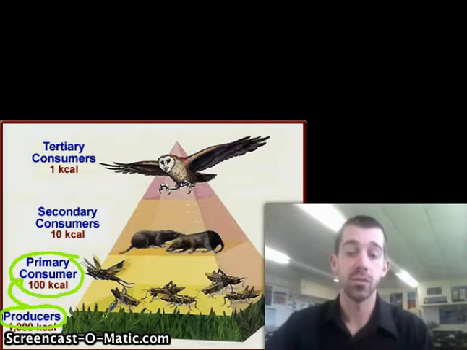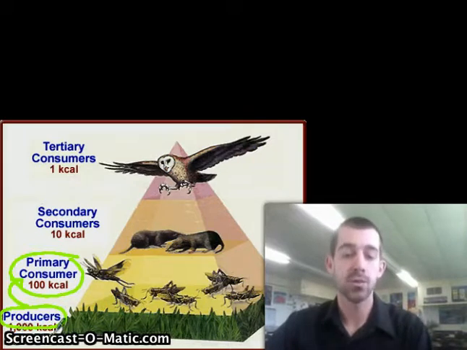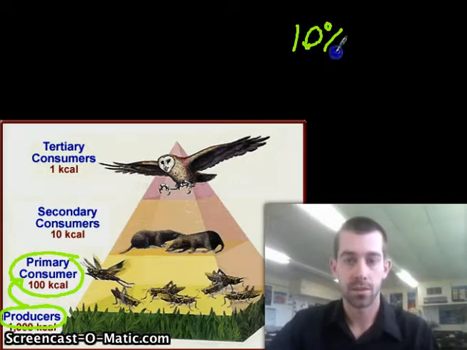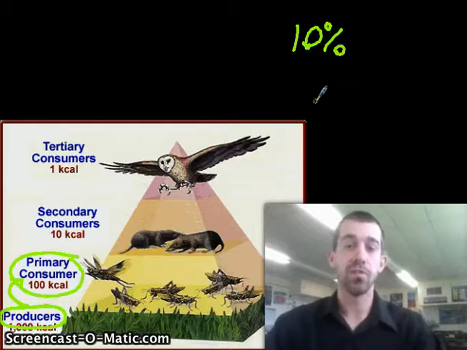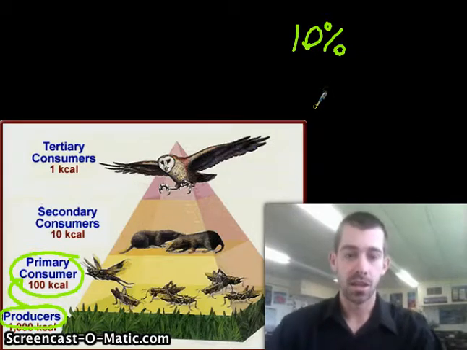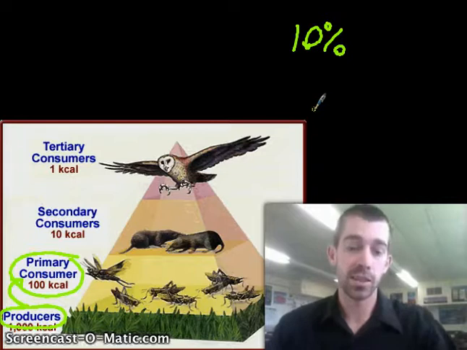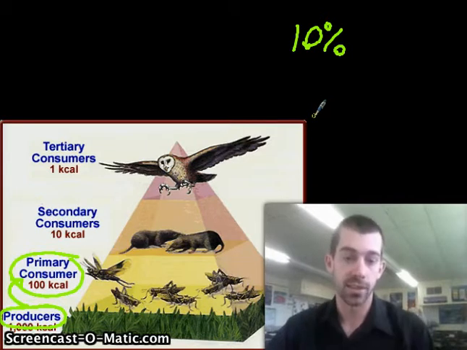But here's something that's really crazy. That energy transfer is not perfectly efficient. If you have, for example, 1,000 calories of energy that is stored by the grass, the grasshoppers that eat the grass will only receive 10%. This is the 10% rule. They will receive only 10% of the energy from the grass they ate. So if the grass had stored 1,000 calories, they only receive 100 calories.